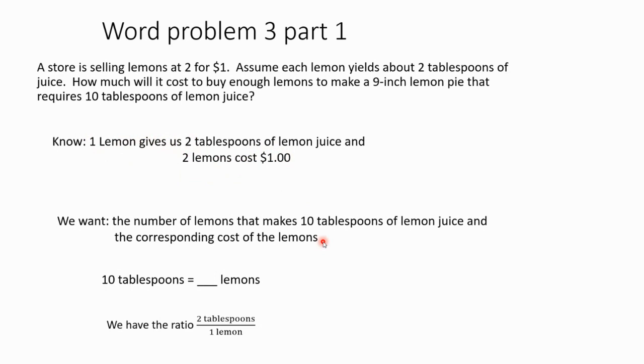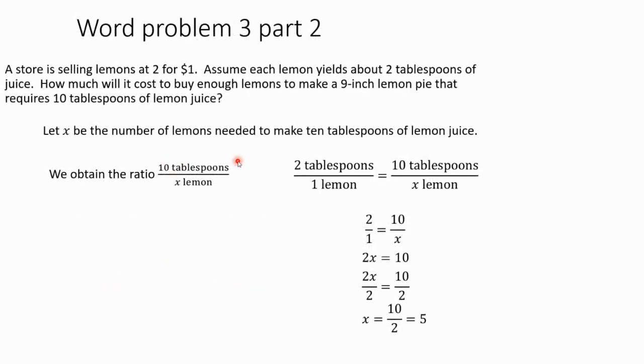So there's 2 conversions here, right? First, we need to know 10 tablespoons is how many lemons, if we know 1 lemon gives us 2 tablespoons. So it's just like before, right? 2 tablespoons per lemon, 2 tablespoons over 1 lemon. That's the ratio I made, okay? For the other one, that's going to come from here. The other one's going to come from here.